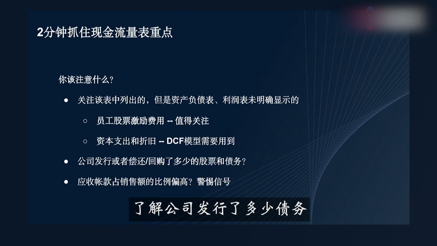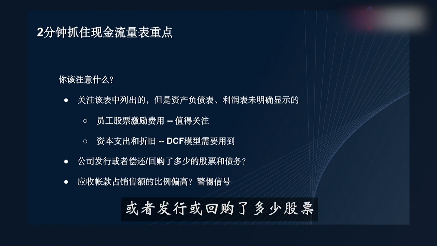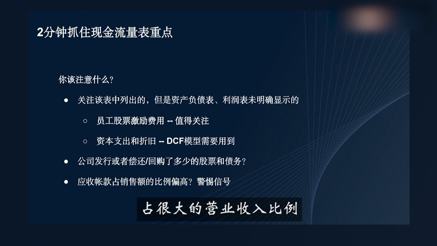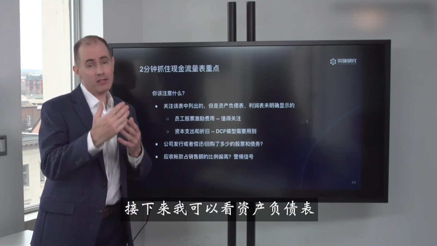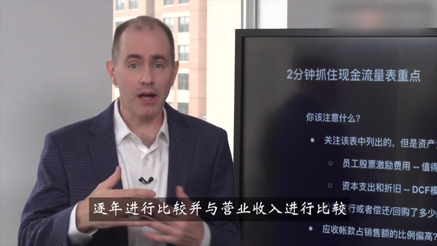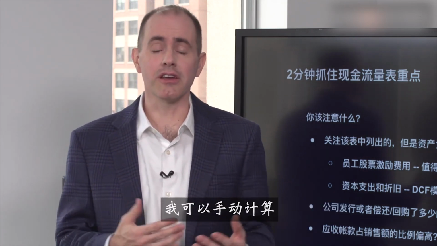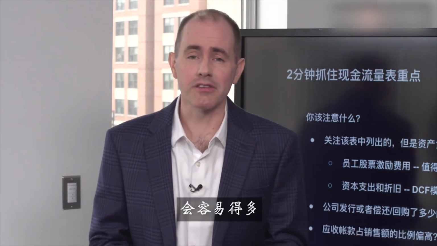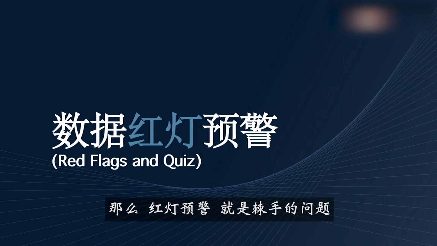Another thing that's interesting to me is knowing how much debt was issued or how much stock was issued or repurchased. A final thing is, were accounts receivable a big percentage of sales? Now, I could go on to the balance sheet and take a look at accounts receivable and compare it year over year and compare that to sales. I could do the math manually, but it's just a lot easier to have it broken out on the statement of cash flows.